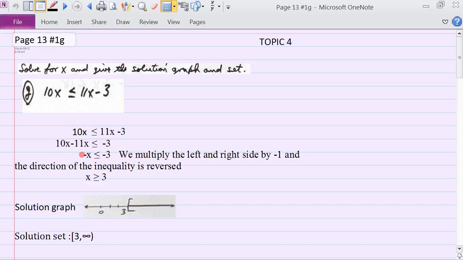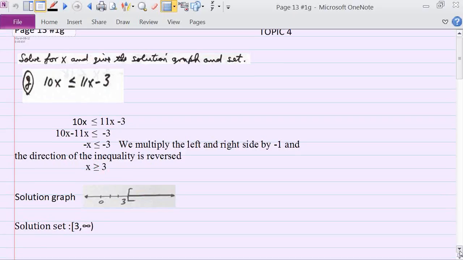Now we don't want minus x, we want x. So we want plus x. So we're going to multiply both the left and the right side by minus 1. And when we do that, the direction of the inequality changes. So less than or equal becomes greater than or equal right here. So minus x times minus 1 becomes x. Minus 3 times minus 1 becomes plus 3. And there's the change in the direction of the inequality.